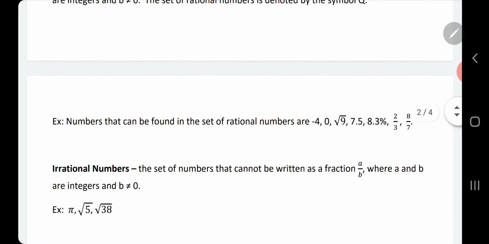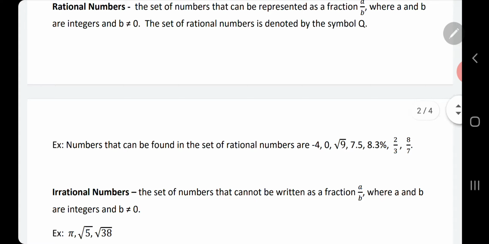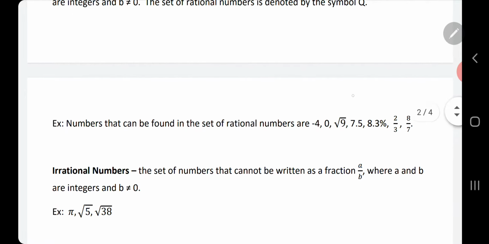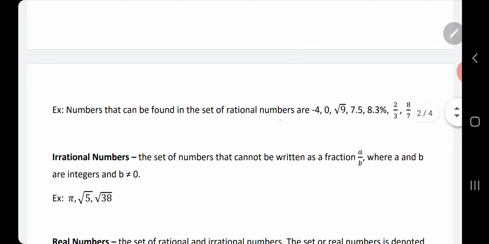But of course, the number 2, for example, can still be written as a fraction. It can be written as 2 over 1 or 4 over 2. So those numbers are still fractions, but I'm talking more about these 2 over 3s, 8 over 7s, or our decimals, since we haven't accounted for those numbers yet. So those will encompass all the rational numbers.